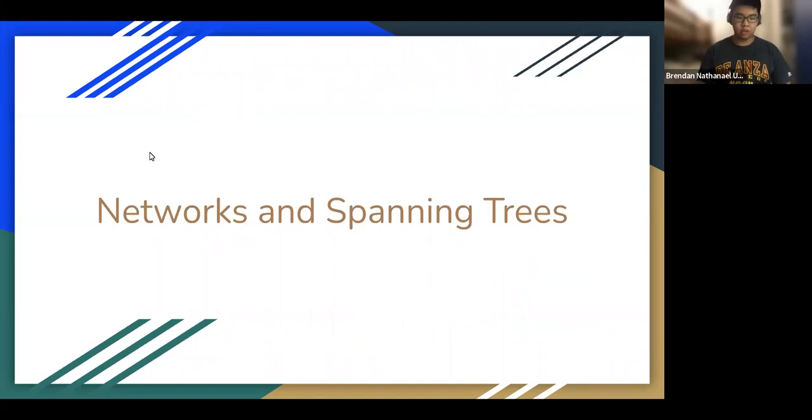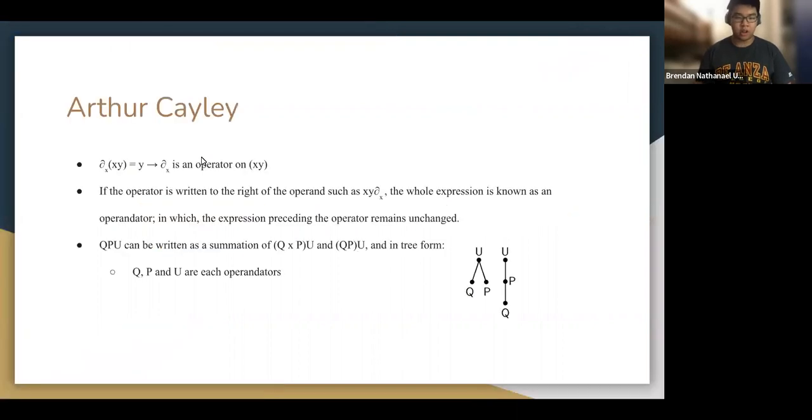So first we're going to talk about a couple of mathematicians, namely Arthur Cayley, who presented a different way to look at trees. If we revise a bit on our Math 1D, we have the partial derivative of xy equals y, and what he says is that the partial derivative of x is an operator on xy. And if the operator is written to the right of the operand, such as xy delta x, this whole expression is known as an operandator. So xy delta x is essentially known as an operandator.